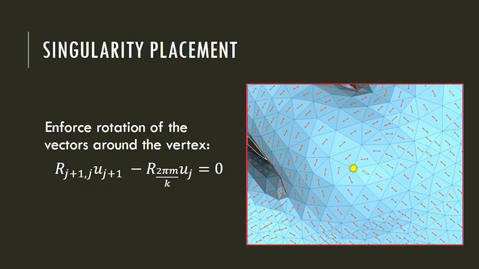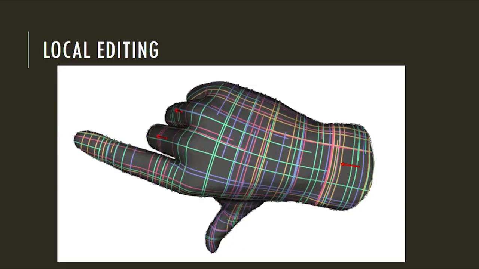Singularity constraints are realized by forcing the vectors around a vertex to perform a rotation. So we do not prescribe the directions of these vectors, but we force them to perform a rotation. Finally, like I said, we allow for local editing. I will not explain specifically how this works, but we show here what the idea is. So the user selects a region, and inside that region, the field can change. Outside of that region, the field can not change anymore.